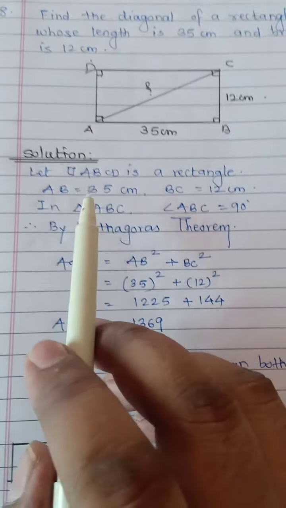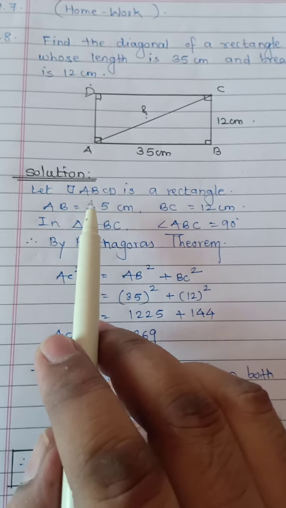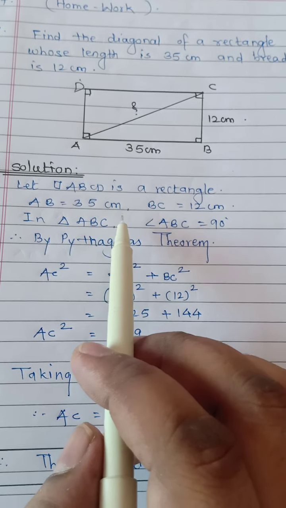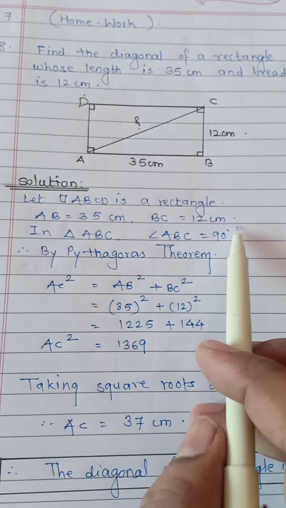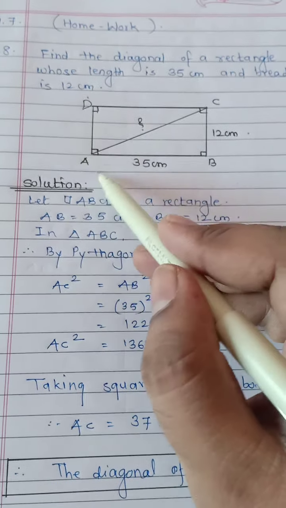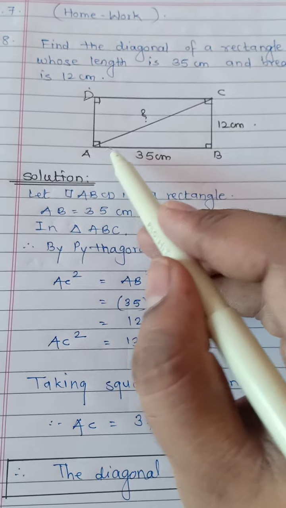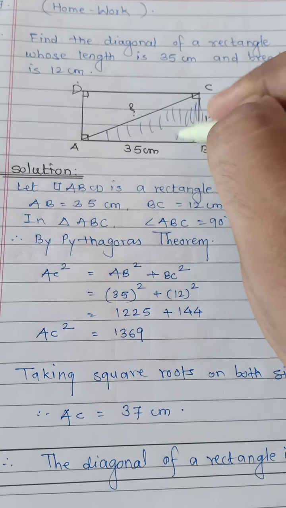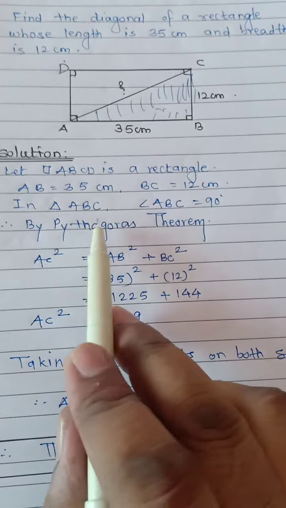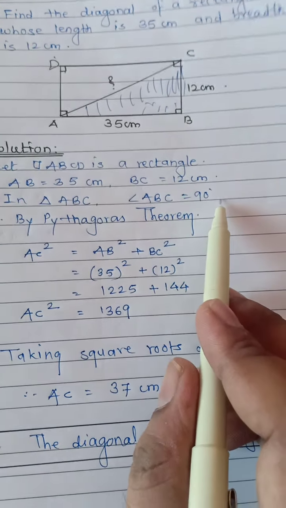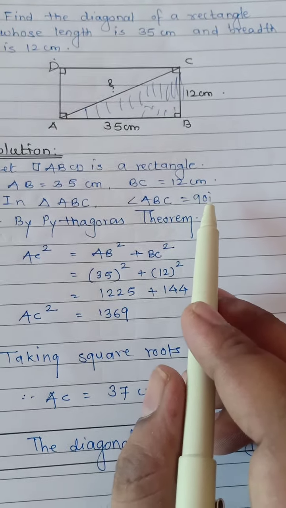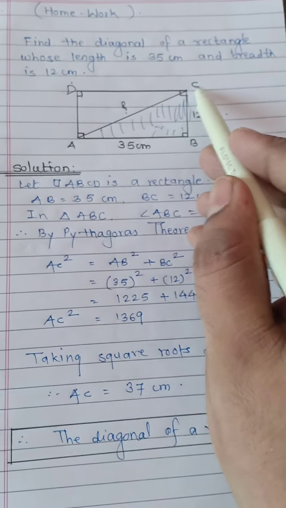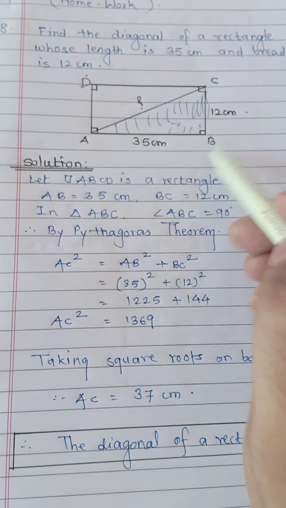Now let's see the solution part. Let this quadrilateral ABCD is a rectangle where AB is of 35 centimeter, BC is of 12 centimeter, and this AC is a diagonal. Now consider this right angle triangle ABC. So in triangle ABC, angle ABC is of 90 degree. So we can apply Pythagoras theorem. By Pythagoras theorem I can write the formula, that is AC square equal to AB square plus BC square.